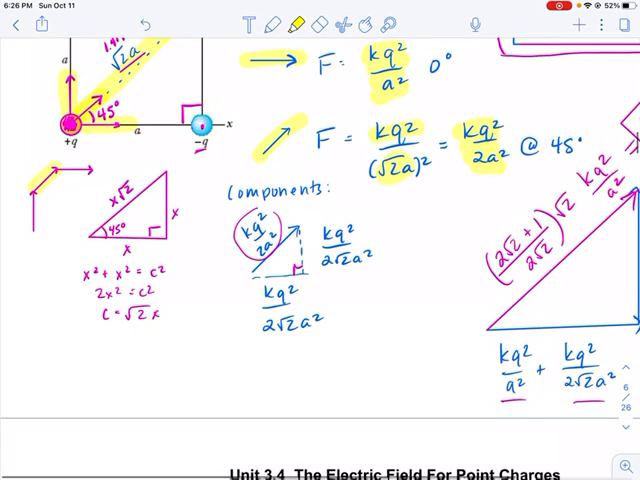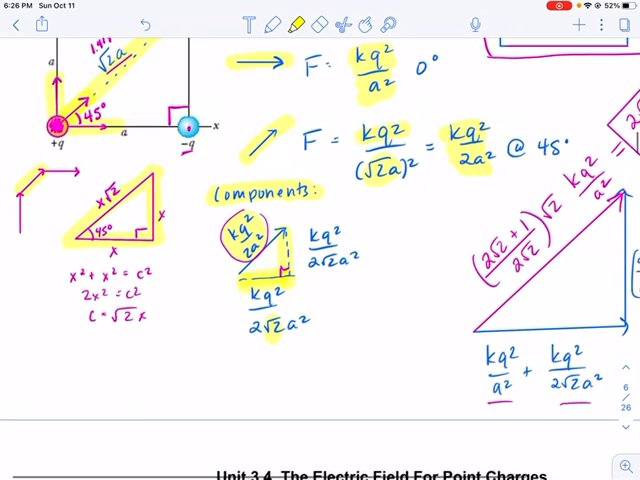Now, to find the components of that, the horizontal and vertical components, I could go to decimals and use sine and cosine. I'm going to use this special right triangle knowledge instead. I'm going to take this hypotenuse and divide by the square root of 2 to get the horizontal and vertical components.